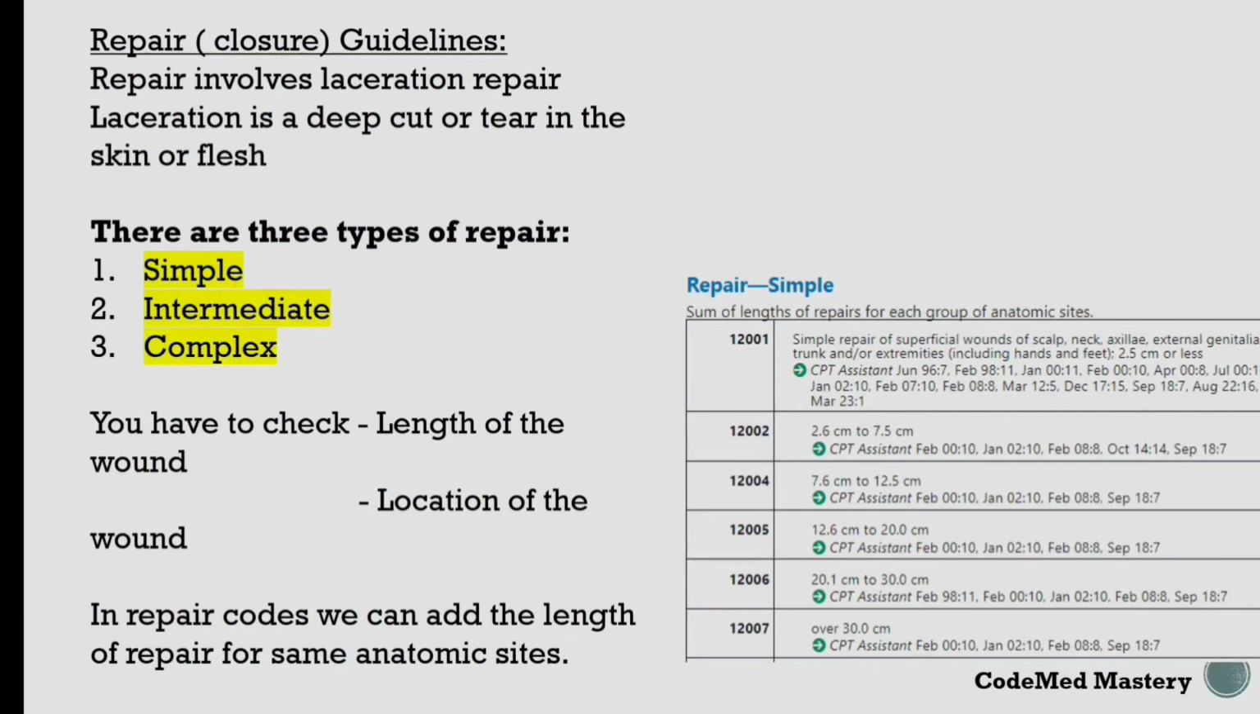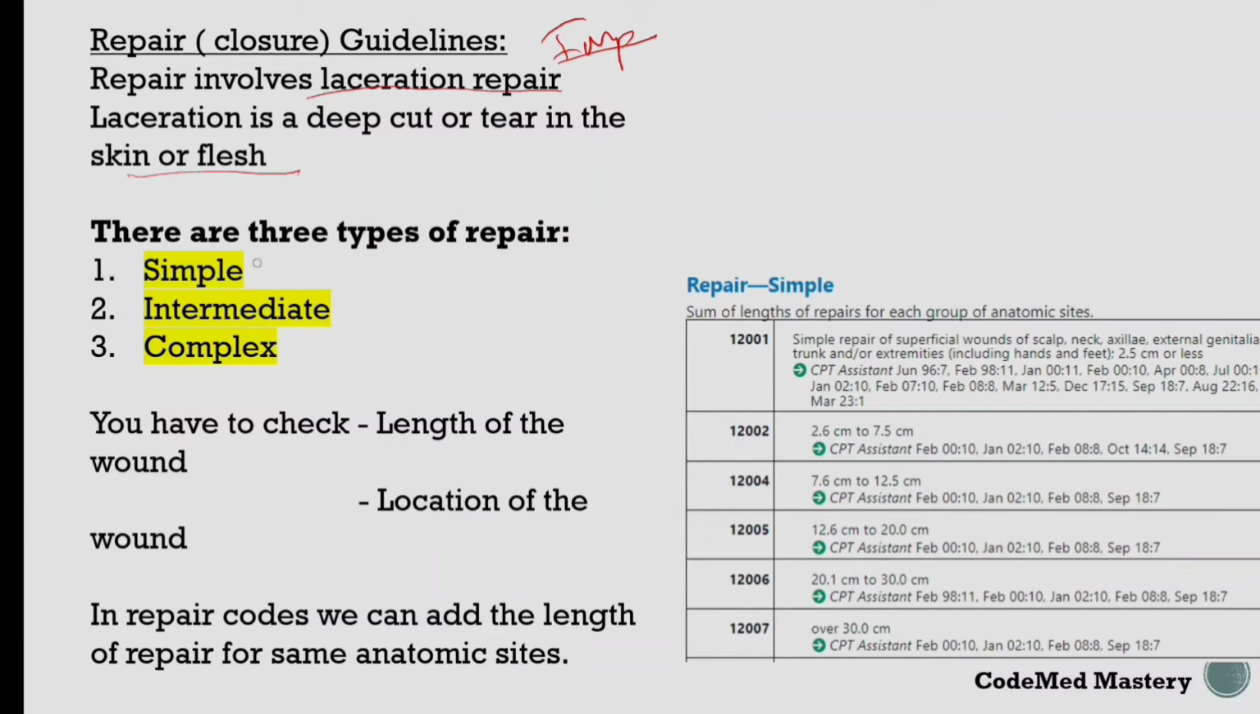Next, let us see the most important guideline. This is very important, guys. The questions are going to be asked from this section, that is 100%. So, try to understand these concepts thoroughly. So, repair or closure guidelines. Repair involves laceration repair. Okay, the repair will be of laceration only. So, laceration means it is a deep cut or tear in the skin or flesh. This is the definition of laceration, just for you to understand.